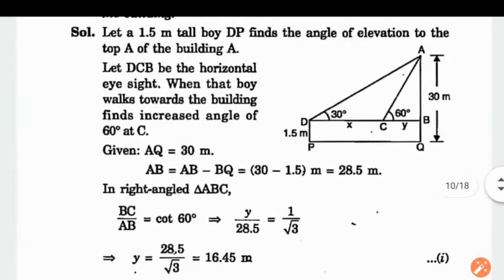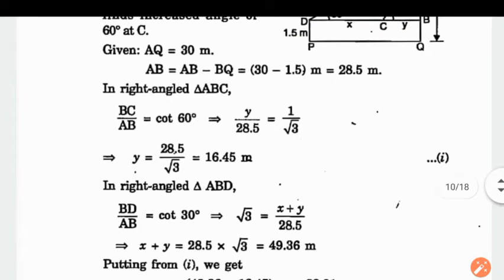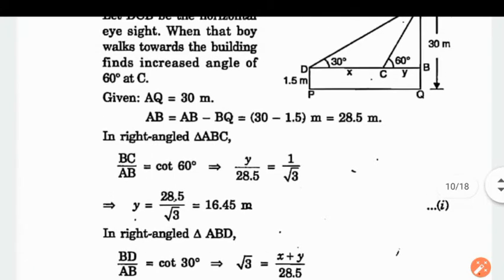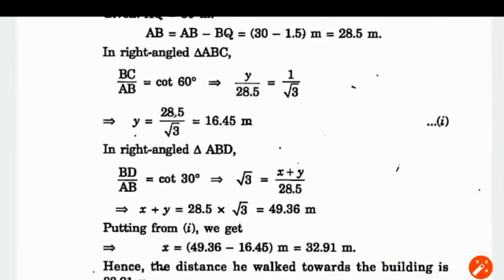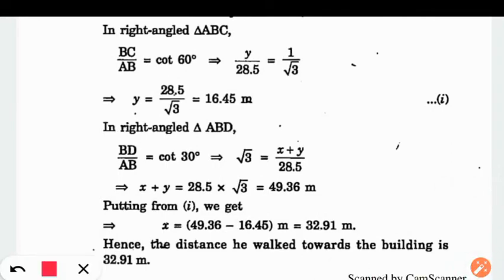Now, use this triangle ABD, this full triangle. Okay. So, again I am using cot 30 degree because cot deals with base and perpendicular. Base is BD, right? See the figure, base is BD and perpendicular is AB. And what is the value of cot 30 degree? The value of cot 30 degree is root 3.